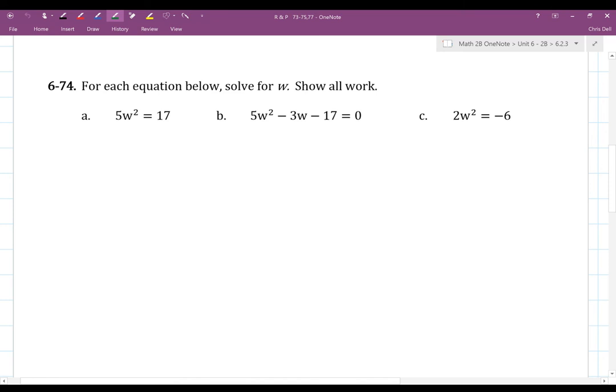We are going to be looking at solving equations. This is solving quadratic equations. Quadratic means they have a degree of 2. So let's run through these questions and we'll go from there.